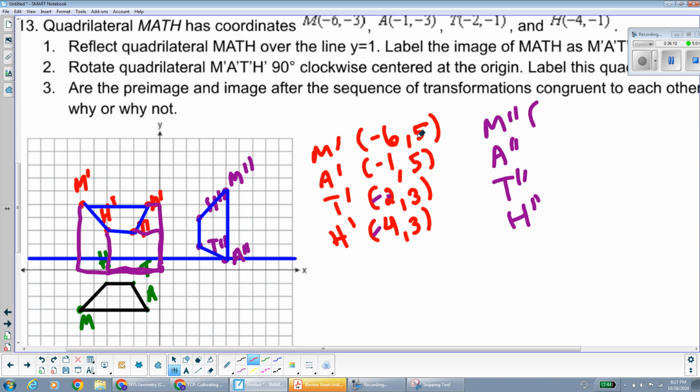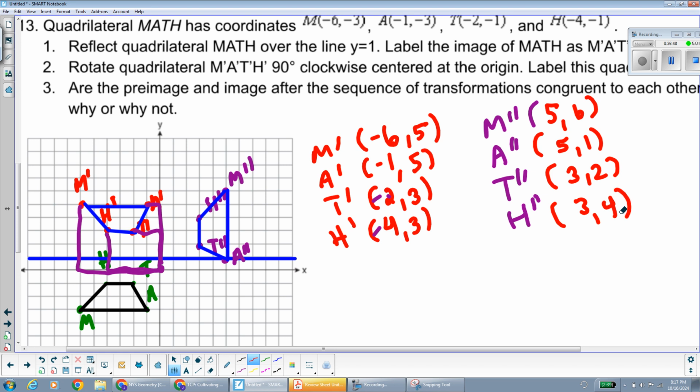There we go. Okay, so M double prime, A double prime, T double prime. And notice how the same numbers are involved. It should be like that. And H double prime. There we go. Are the pre-image and image congruent?